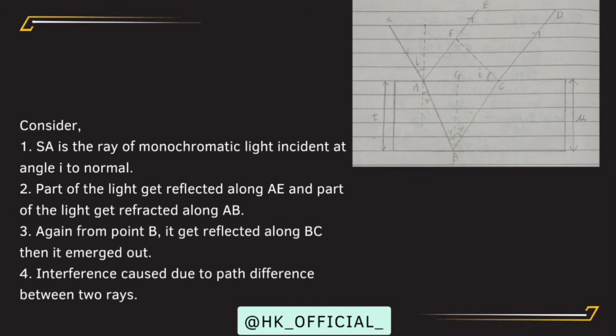Here I have written all the consideration points in the diagram. First point says SA is the ray of monochromatic light incident at angle I to normal. Second says the part of the light gets reflected along AE and the part of light gets refracted along AB. Again from point B it gets reflected along BC, then it emerges out. Interference is caused due to the path difference between two rays. I hope you have understood what I have explained to you in the last slide. The context in short I have written over here.